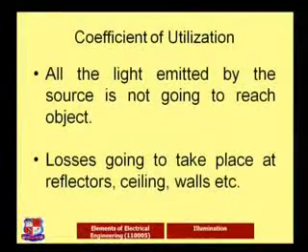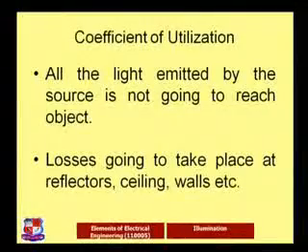Let's go with the coefficient of utilization. All the light emitted by the source is not going to reach the object. As we said earlier, losses are always going to be there. Light travels fast, but losses are also there when it starts from the source and falls onto the object. Losses take place at the reflector itself, the ceiling itself, or the wall itself. So the colors, reflector maintenance, and type of reflectors all play a very crucial role during the designing purpose.